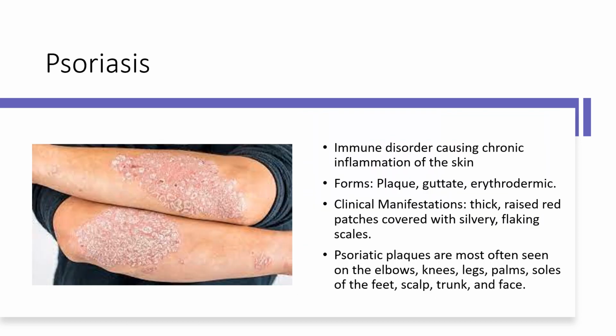Psoriasis is an immune disorder that causes chronic inflammation of the skin. It's characterized by thick, raised red patches covered with silvery flaking scales. There are a few different forms. There's plaque, guttate, and erythrodermic.